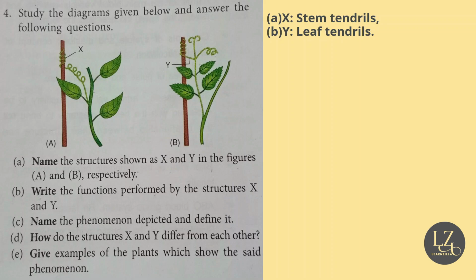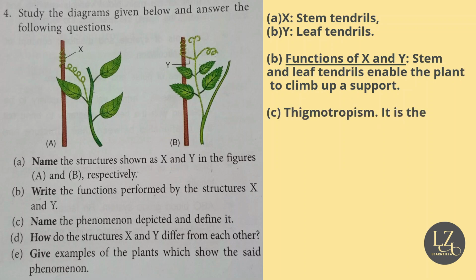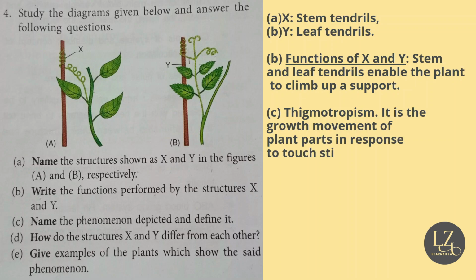B, write the functions performed by the structures X and Y. Functions of X and Y is stem and leaf tendrils enable the plant to climb up a support. For climbing plants, tendrils are very helpful in climbing. Name the phenomenon depicted and define it. The phenomenon is thigmotropism and it is defined as the growth movement of plant parts in response to touch stimulus.